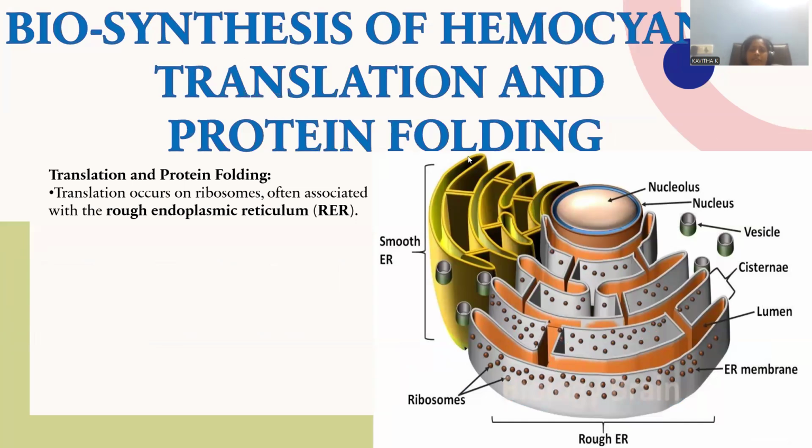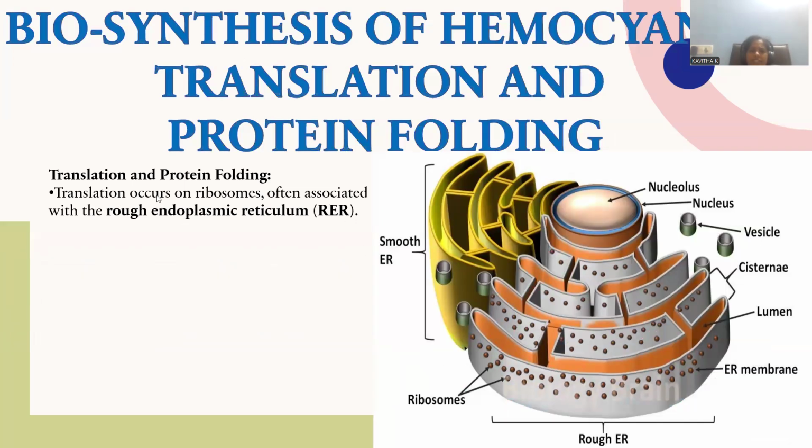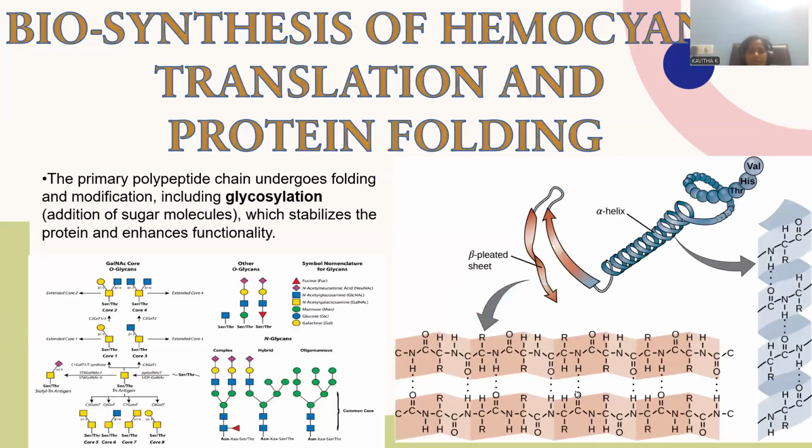Translation and protein folding take place in another kind of organelle, the endoplasmic reticulum. Here, translation and protein folding take place on the ribosomes. Here you can clearly observe the ribosomes. There are two parts of the ribosomes: the upper region is somewhat wider, and the lower region is somewhat narrow in nature. Translation occurs in the ribosomes, often associated with the rough endoplasmic reticulum. This is said to be the Golgi complex, and the rough endoplasmic reticulum is located at the bottom. There, the translation process will be possible, right?